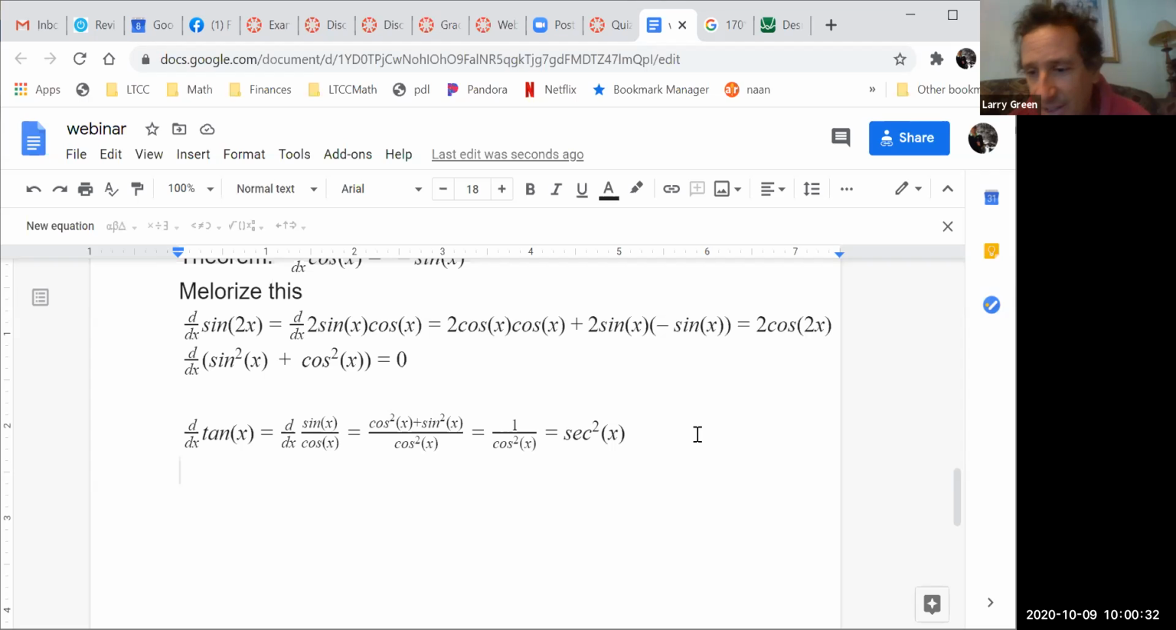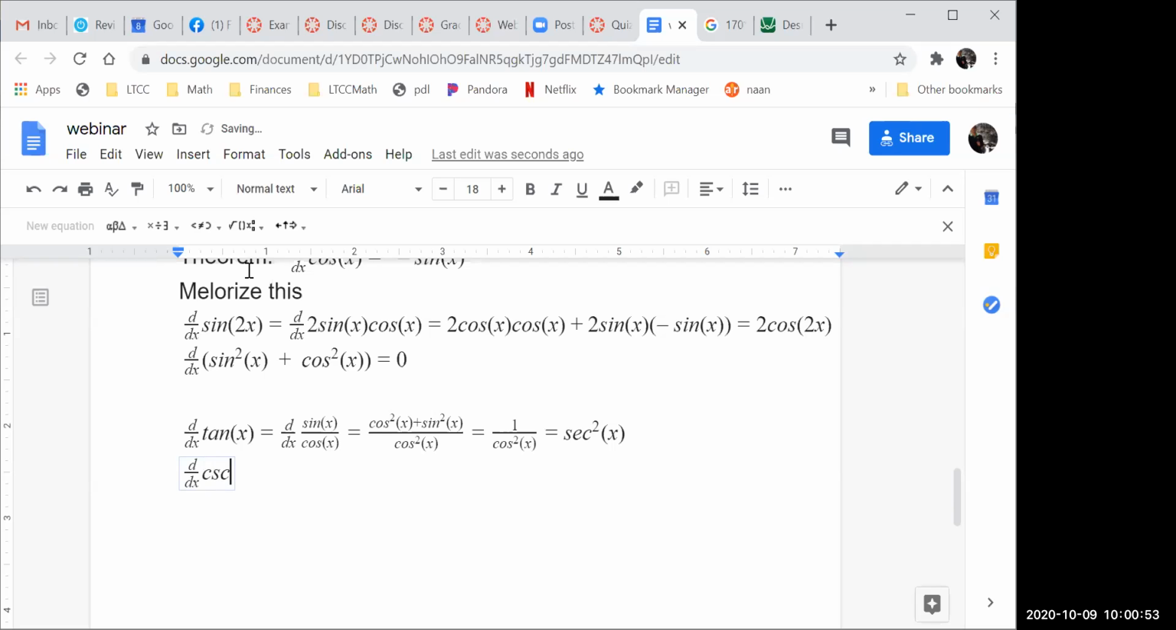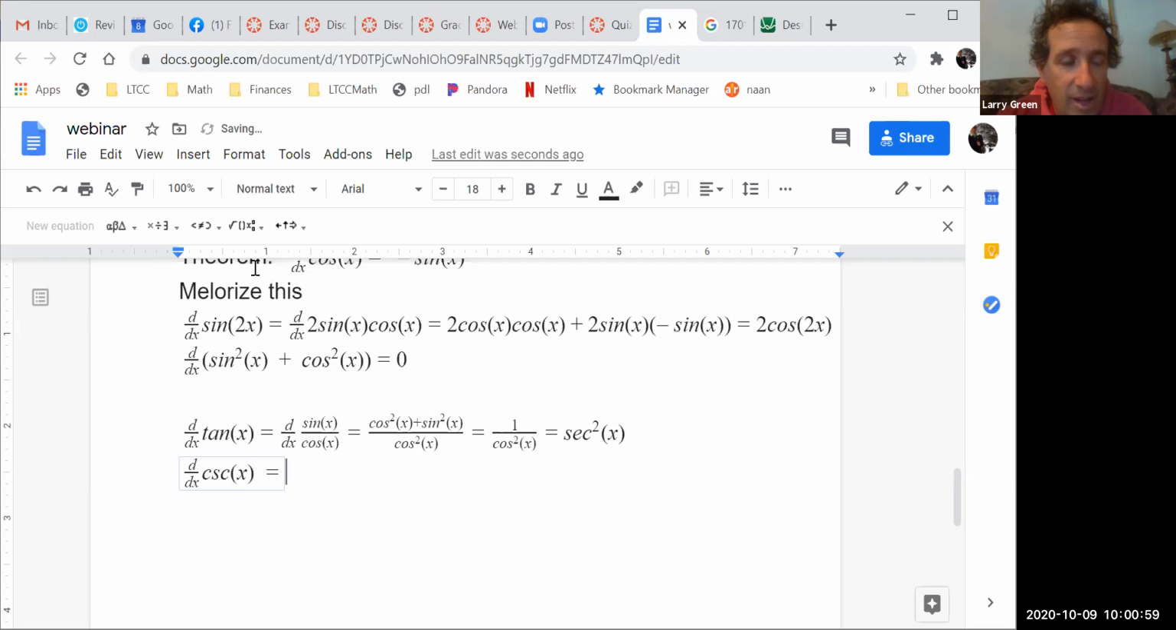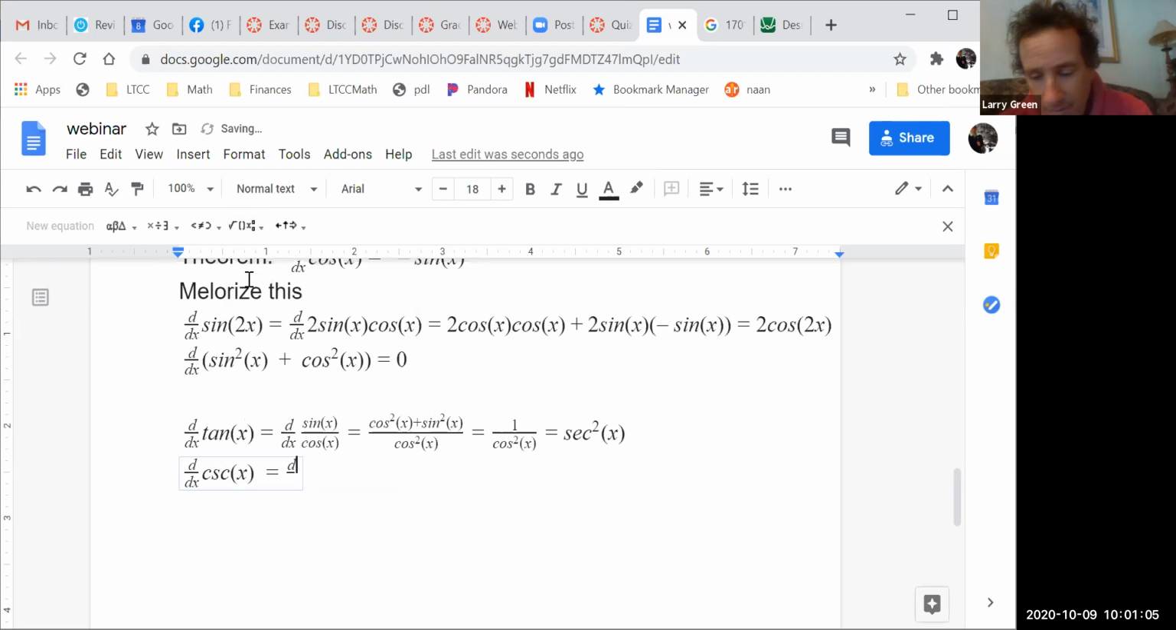Okay, are there any other trig functions, besides sine, cosine, and tangent? What else is there? How about the cosecant? Well, we know how to do that. So the cosecant of x is equal to, who remembers the definition of the cosecant? 1 over the sine of x.